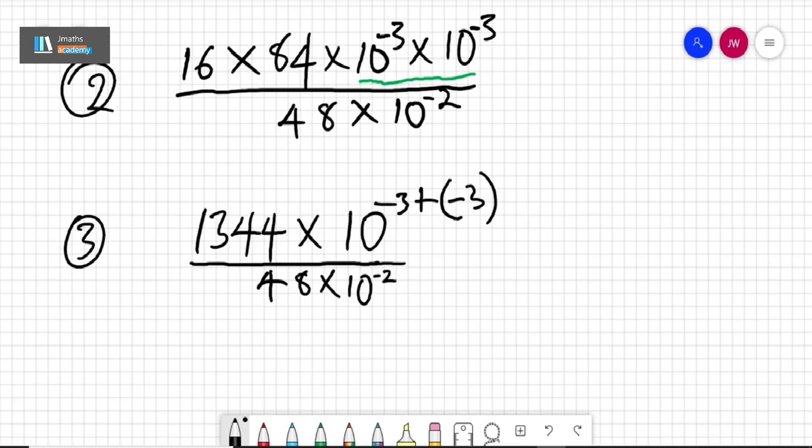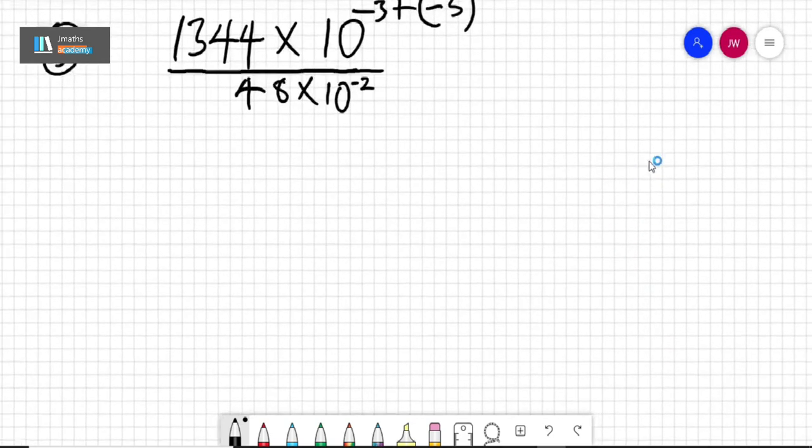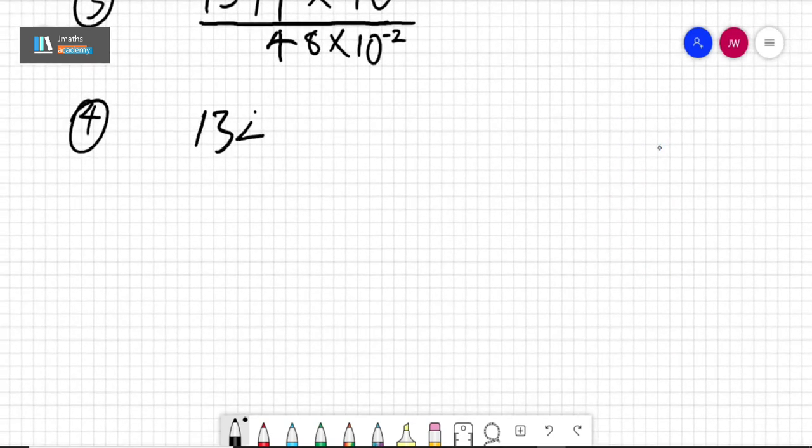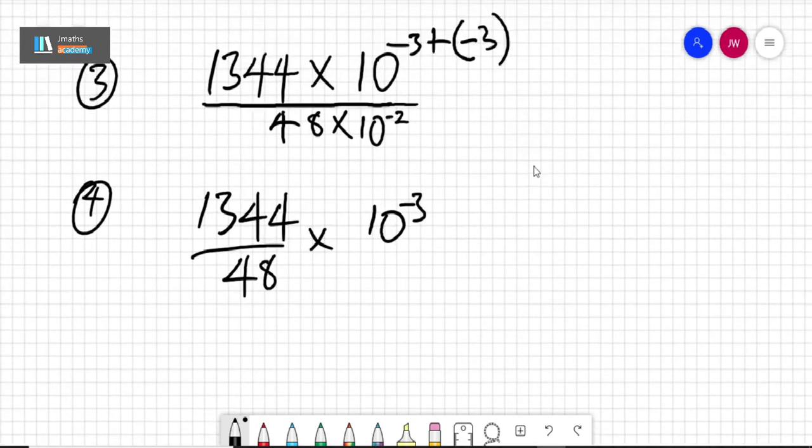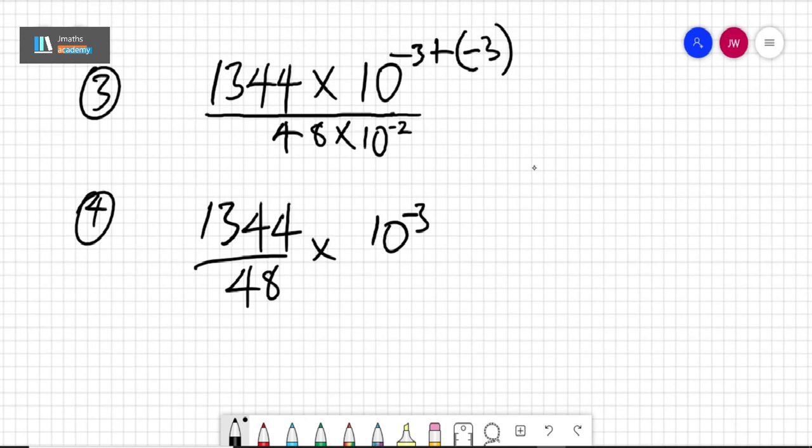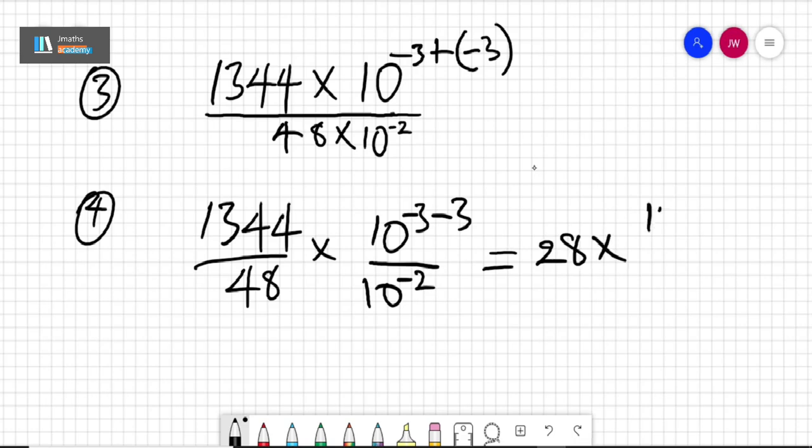So for our next step, we separate like terms. We have 1344 over 48 multiplied by 10 raised to the power of minus 3. So we had plus minus 3, so this becomes minus 6, all over 10 raised to the power of minus 2. This will give us 28 multiplied by 10 raised to the power of minus 6 all over 10 raised to the power of minus 2.